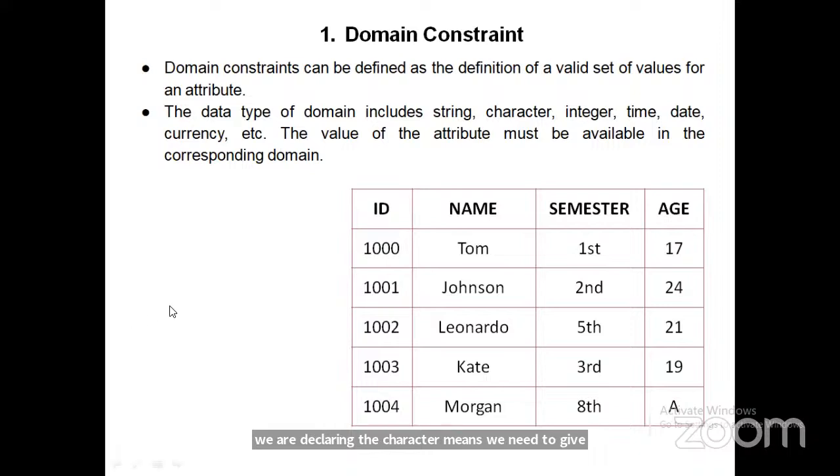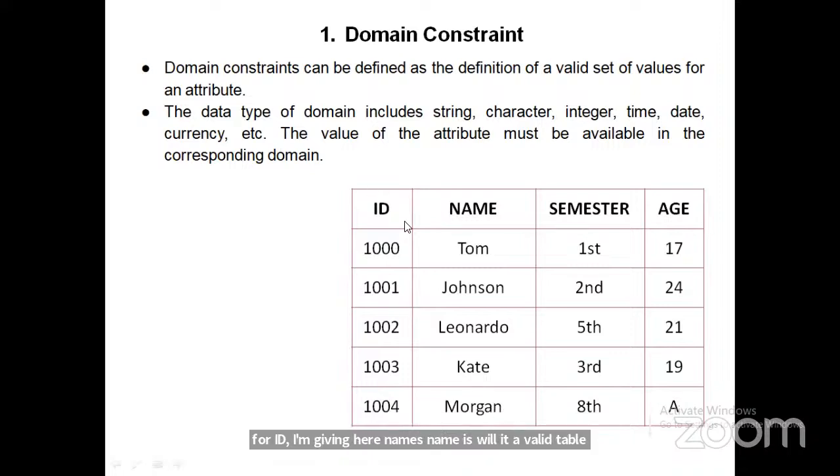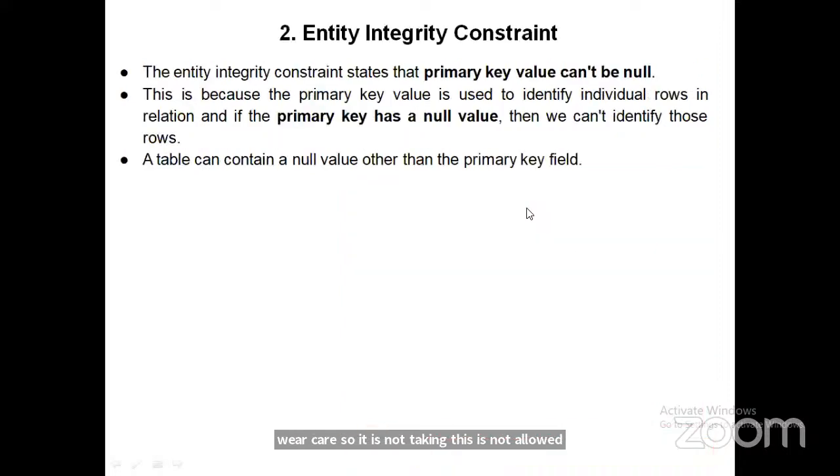Suppose for ID I'm giving names here. Will it be a valid table? No. Why? I have declared the data type of the domain as integer. That's why I need to give only integer values. Is it clear? Yes or no? Yes, ma'am. Next. If you observe here, the age is having varchar, so it is not taking. This is not allowed because age is a domain type of integer. Okay. Next.